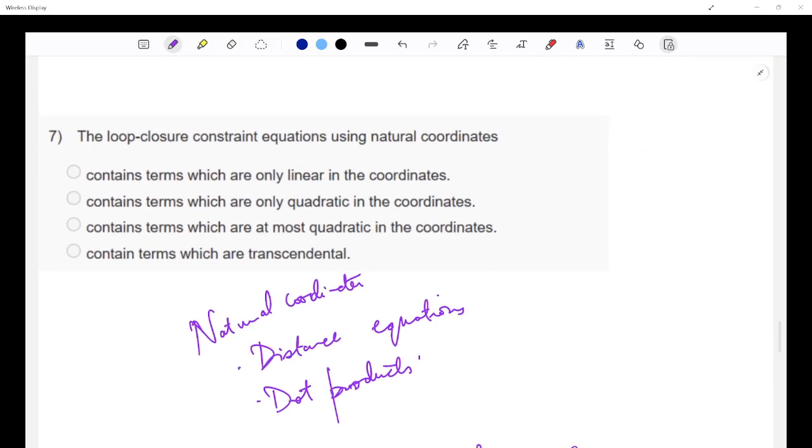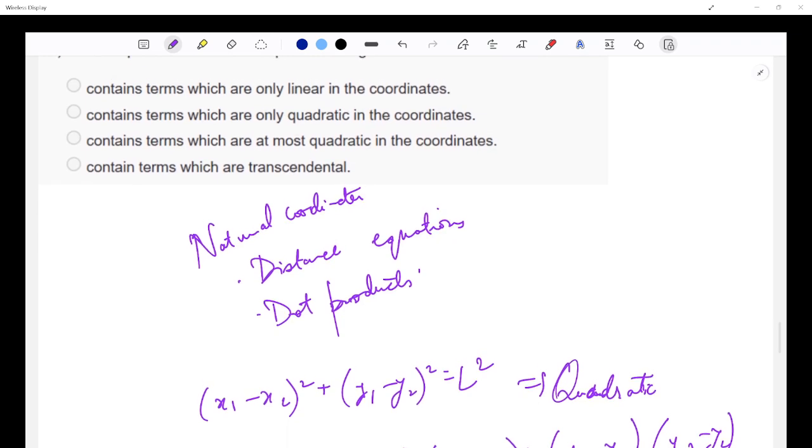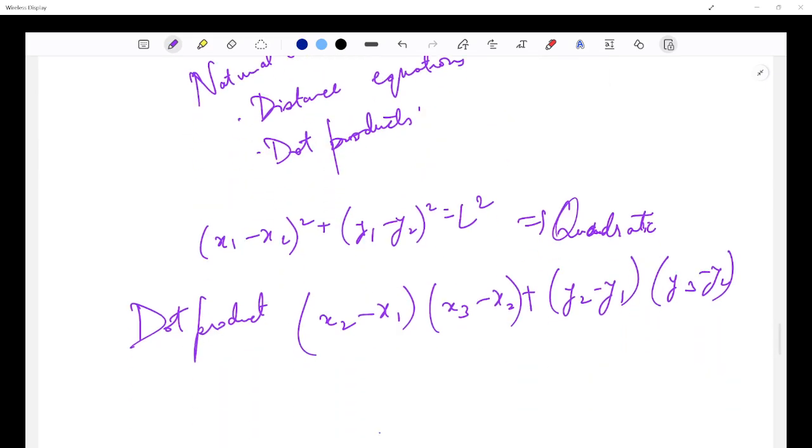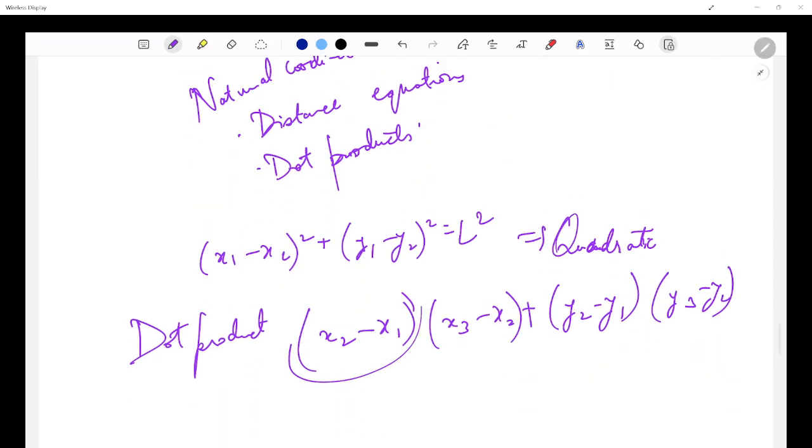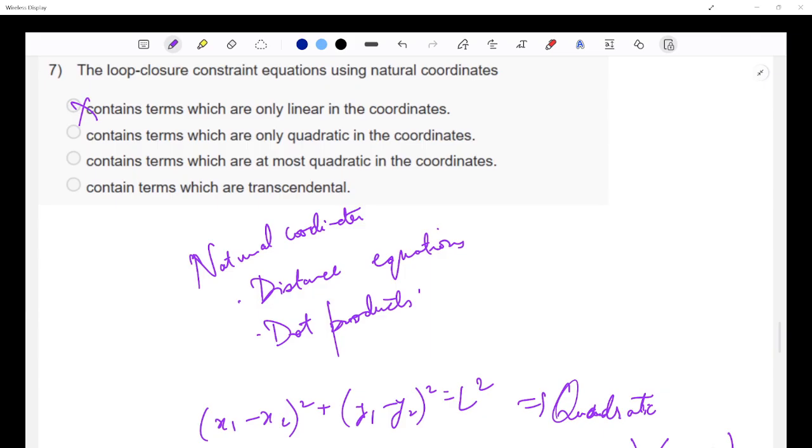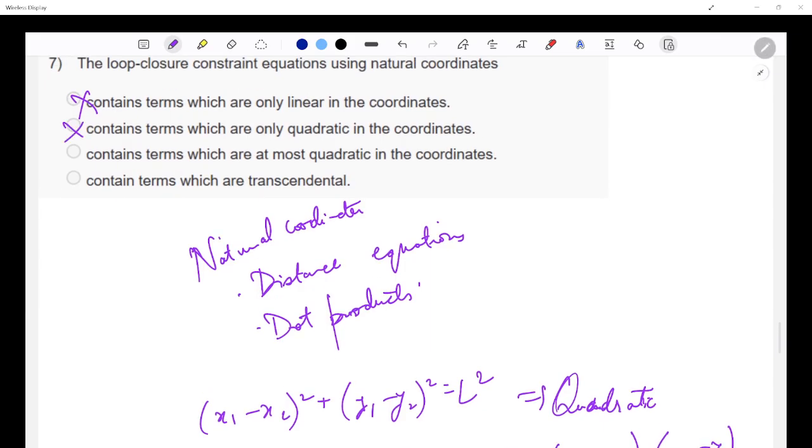So the first option is contains terms which are only linear in the coordinates. It's wrong because squared terms like x square, y square exist. So it's not purely linear. The second option is contains terms which are only quadratic in the coordinates. Wrong because some terms are linear, for example these differences. These are linear, so not all terms are quadratic. Only quadratic is too strict. And this is correct.